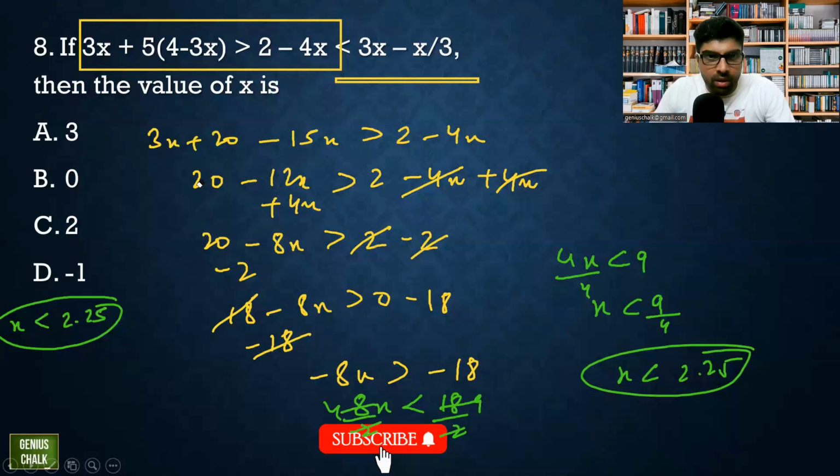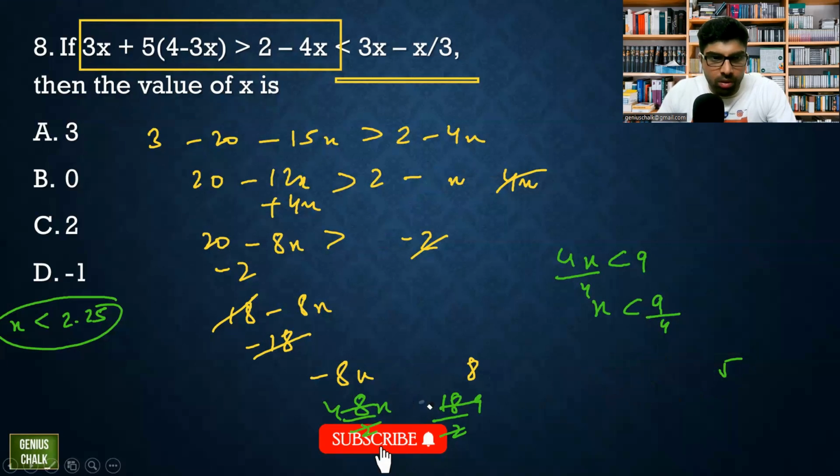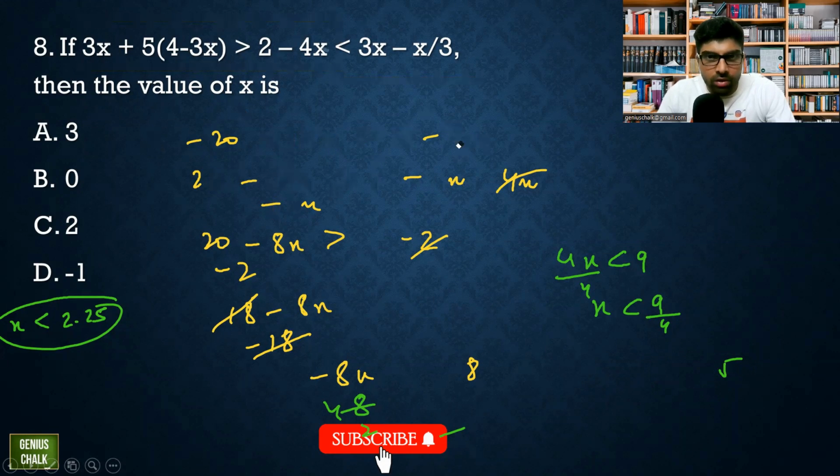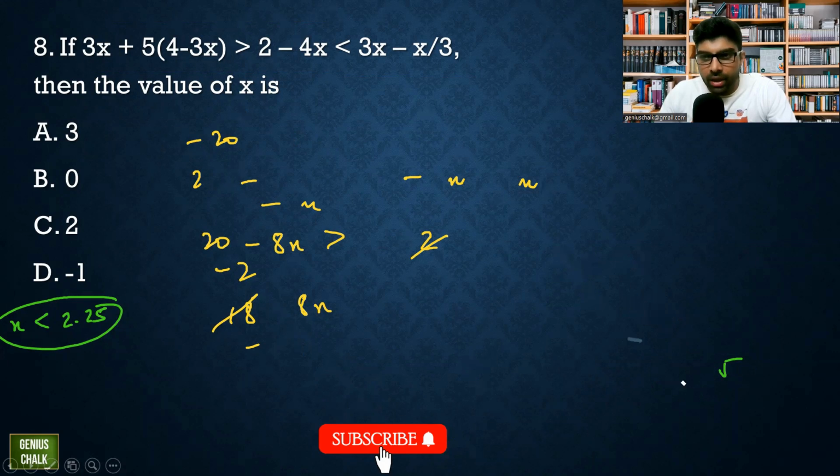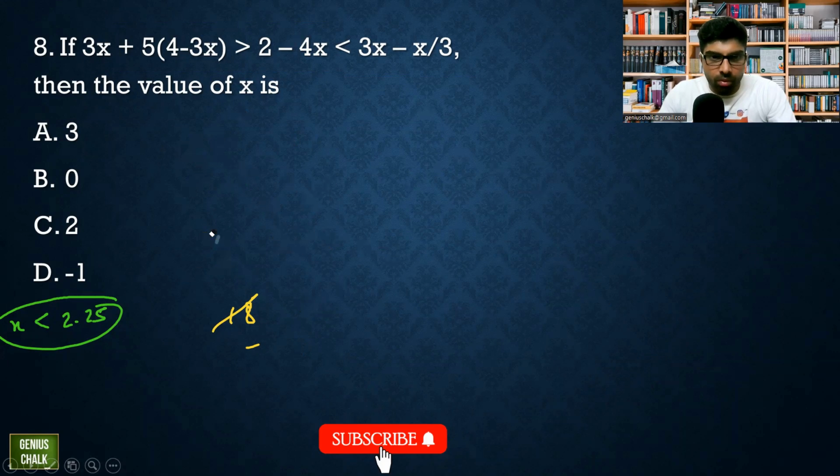Okay. Now the same question. Let's take another equation now. X is less than 2.25, that we have written. So we have taken this now, and we have solved the first inequality. Now we'll solve the second inequality. So what is that? Now we'll take the first and the last.